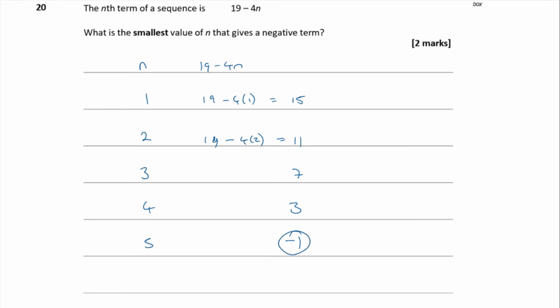So that's my first value that gives a negative term. Now after that, every other value of n is going to give a negative term. But my smallest value of n that gives a negative term is 5. So the answer is n is equal to 5.